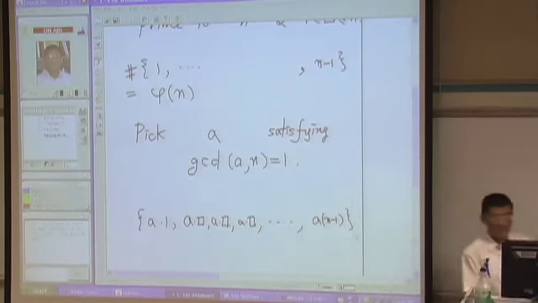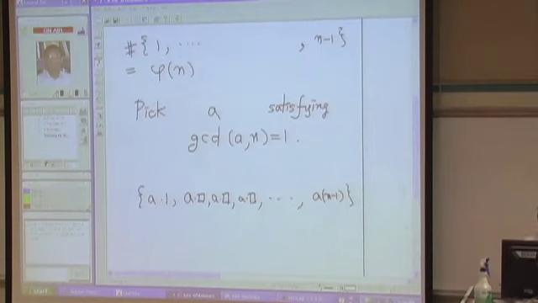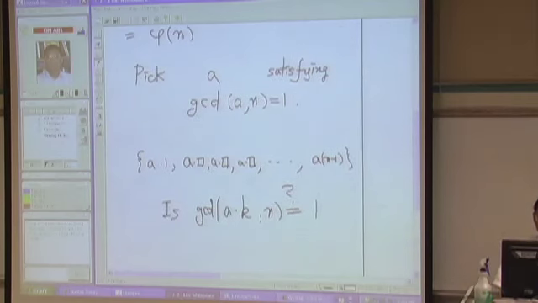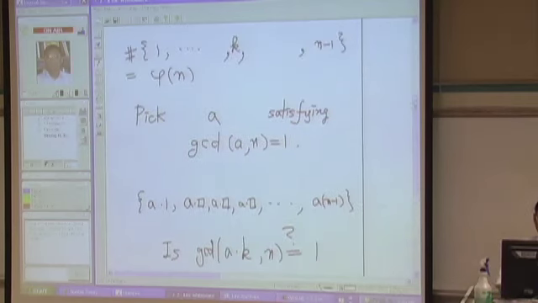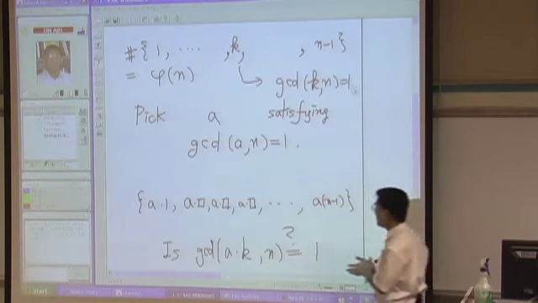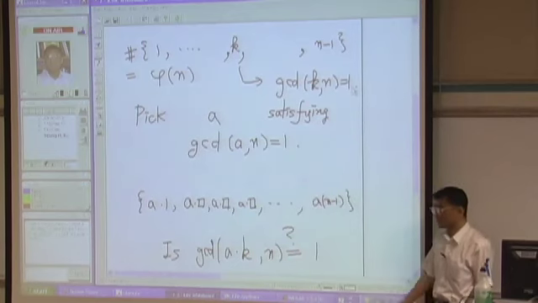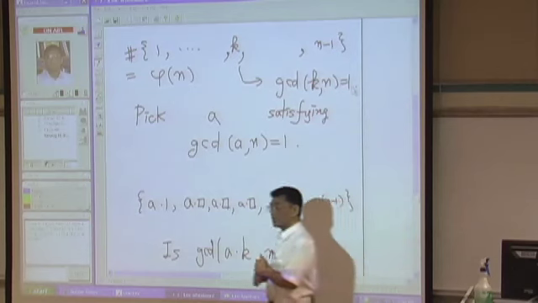So my question is, pick a generic element, say k. Is a times k relatively prime to n? Because of the condition, I chose k, and GCD of k and n is 1. Now, is GCD of a times k and n equal to 1? That is the question. And what is your guess?